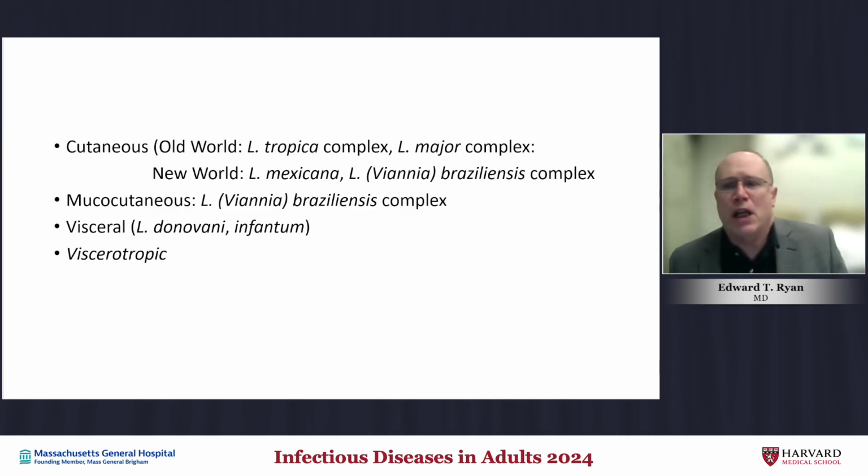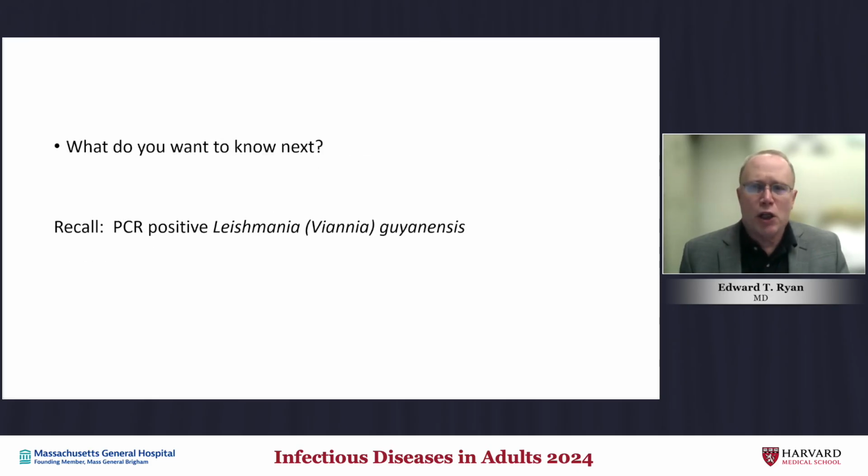For the Old World cutaneous, after the lesion heals, it doesn't usually cause you any problems. And for the New World, if it's a Mexicana complex, it doesn't cause you a long-term problem. But the Braziliensis complex can reactivate in the nose or the mouth, and we call that mucocutaneous spread. So that's what we're trying to figure out if the person's at risk for, because we don't want the destructive lesion in the central part of the face. So what do you want to do next?